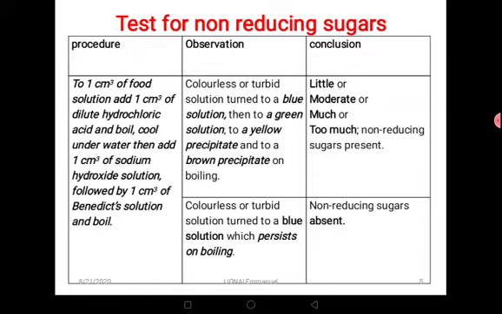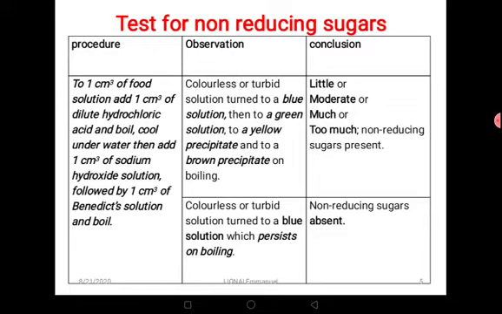either little reducing sugars present from hydrolysis of non-reducing sugars, or moderate reducing sugars present from hydrolysis of non-reducing sugars, or you can say the non-reducing sugars hydrolyzed to reducing sugars. So any of the two, but you must indicate that the non-reducing sugars were first hydrolyzed to form reducing sugars. You discard that conclusion of non-reducing sugars present.